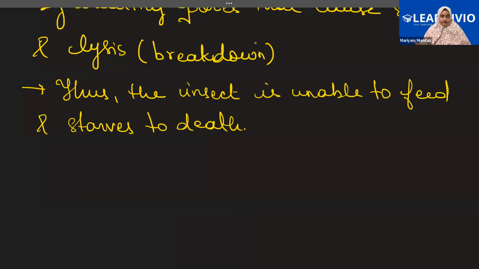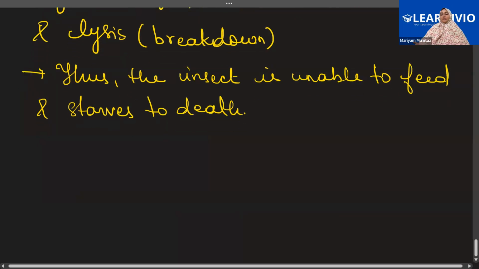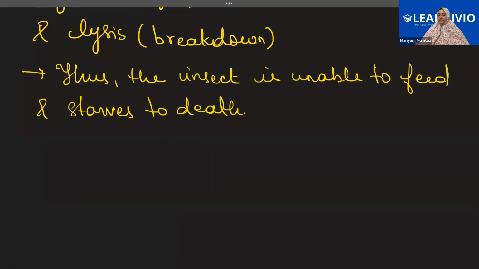Because our stomach is acidic. Very good. The pH of our stomach is acidic because of hydrochloric acid. So it will never take place in our body.